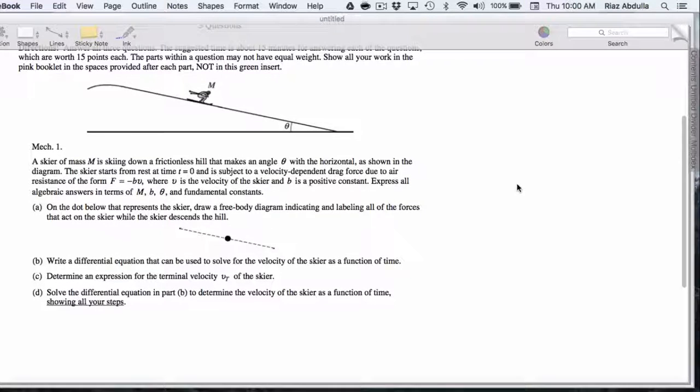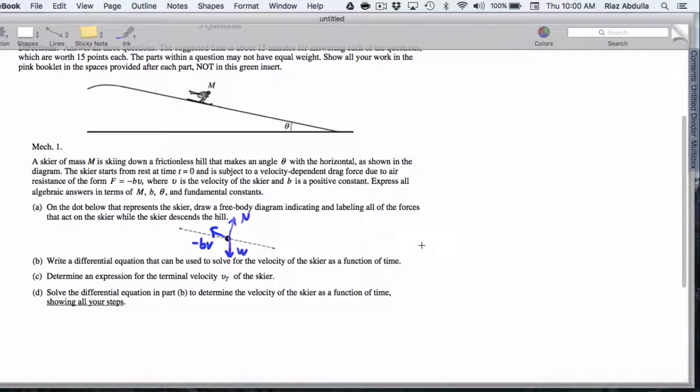So I wanted to get you started on this mechanics question for a skier going downhill. For part A, let's draw the free body diagram. We're going to have the normal force here, the weight here, and an air resistance equal to negative bv.